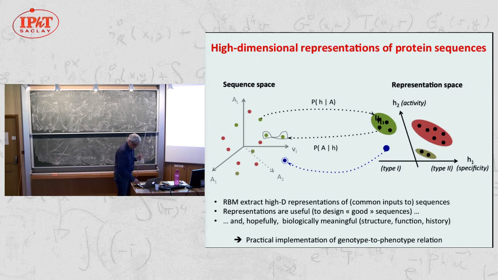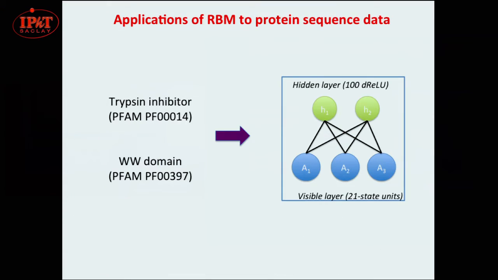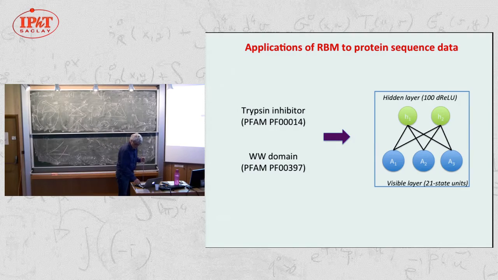So let me show you some results on 2 different families of proteins, and all these things were obtained by Jérôme Tubiana, who is doing his PhD at ENS. So there are the trypsin inhibitor and the WW domain I already talked about. They are short ones. So you train these things here, and you get 100 hidden units. So you will see how the characteristic depends on this number here. And so we pick up some hidden units here, and I'm showing you the weights, how they are connected to the sequence.